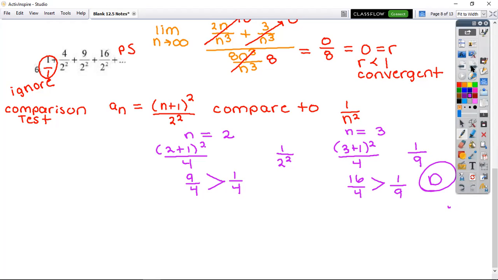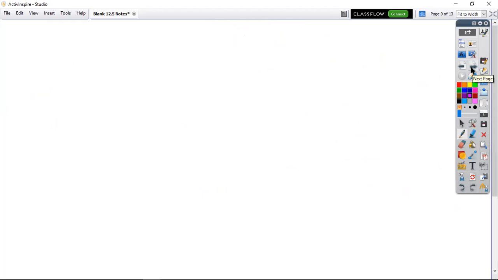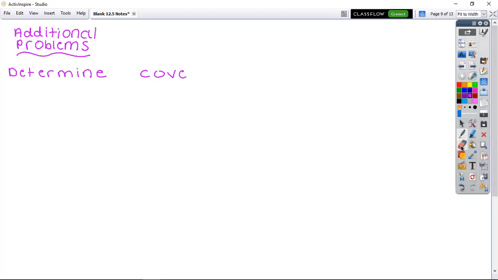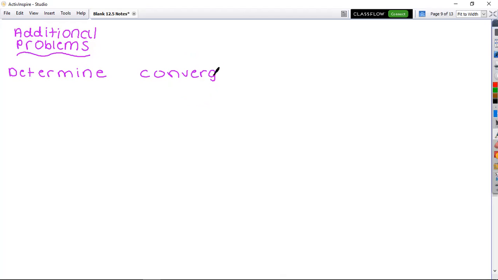On the top here, you can call it review or extra problems, whatever you'd like. I'm going to say additional problems. I'm going to start right with some nice basic ones, just like we did yesterday. For your first category, I just want you to determine whether these are convergent or divergent. So you won't necessarily have to do your ratio test or your comparison.